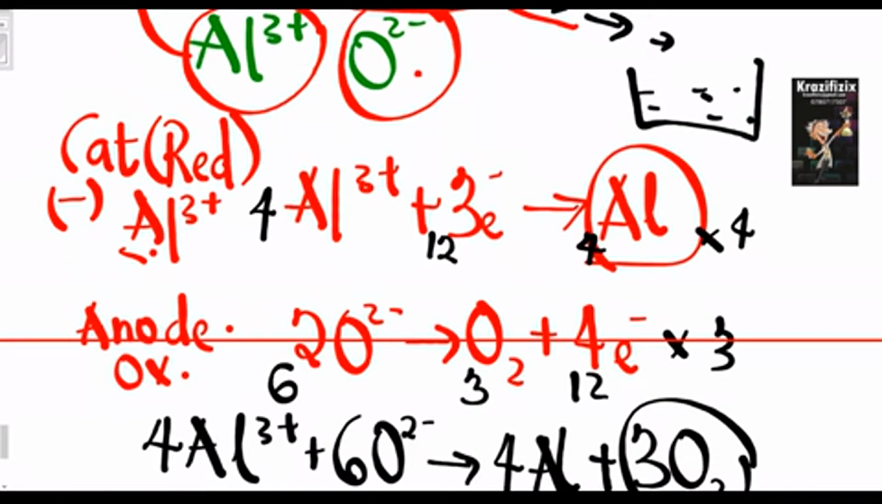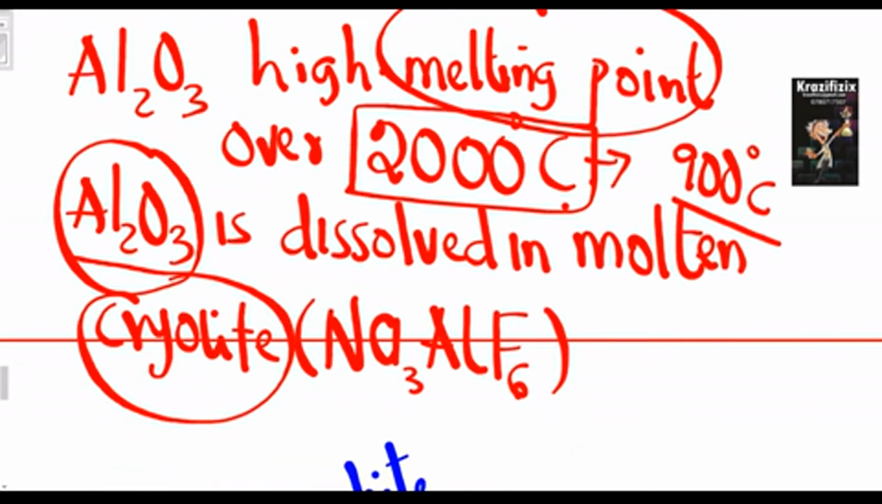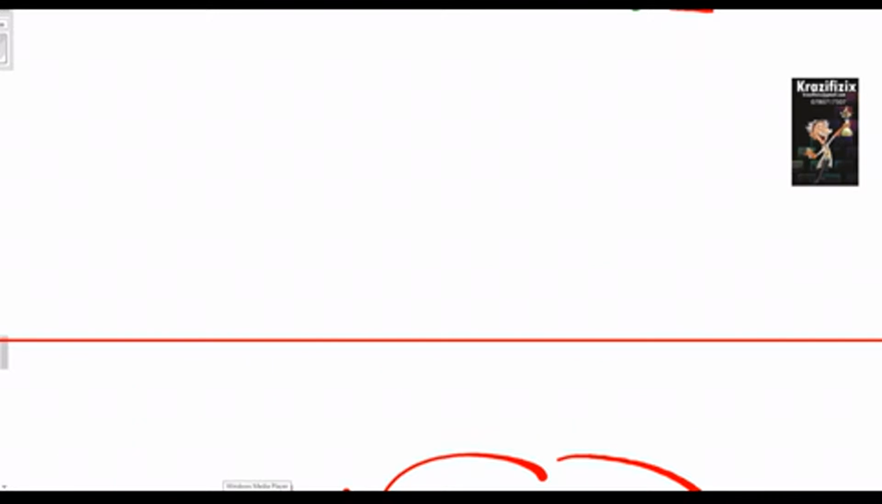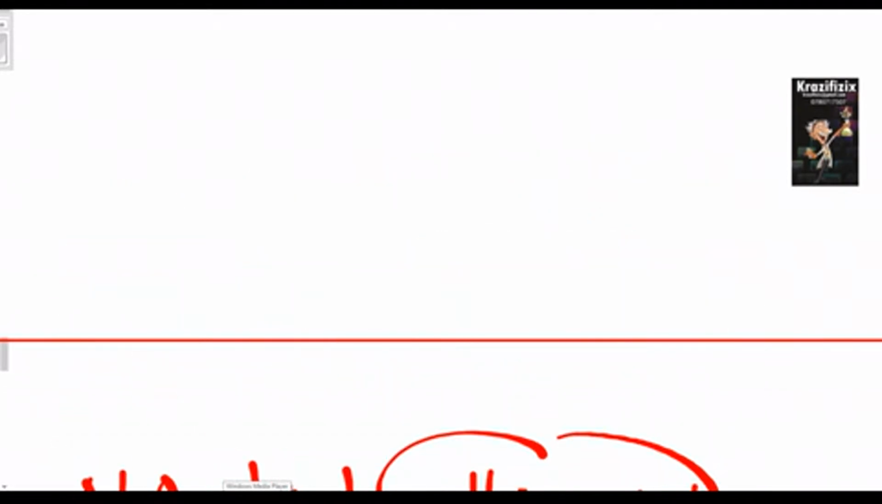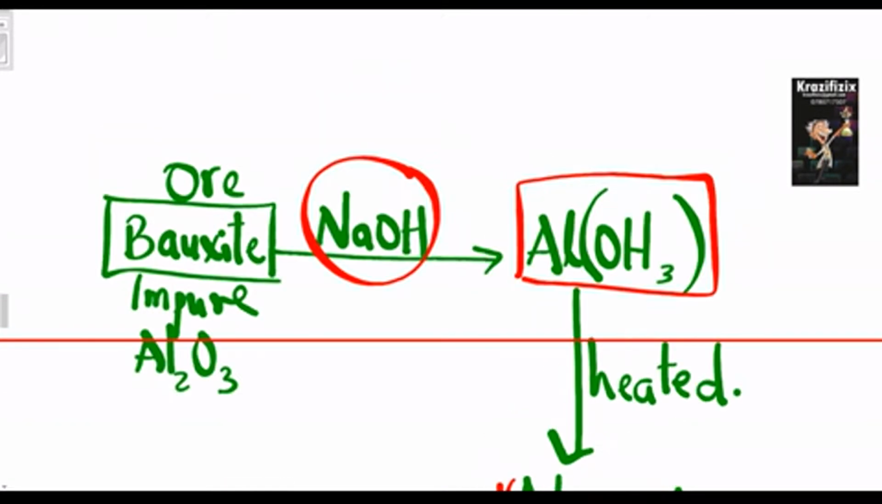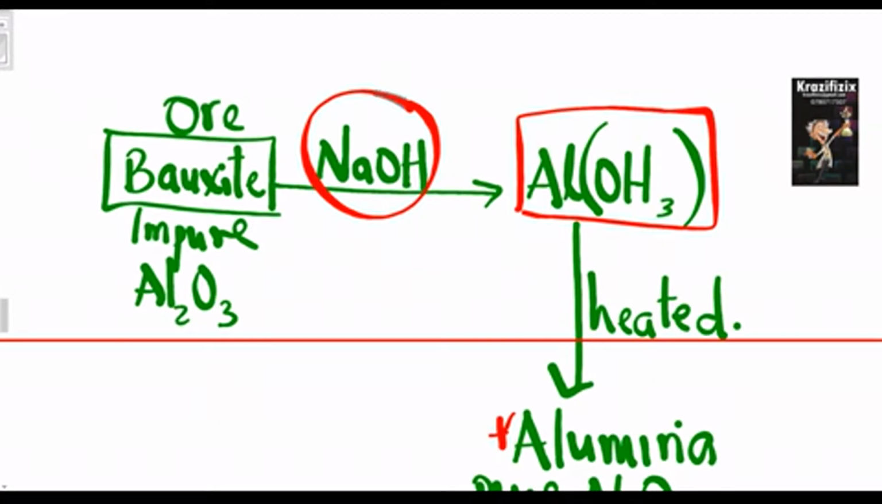Again, let's do a quick refresher course on this. All right, let's go back here. Okay, this was where we used so much of space. Now we said that aluminum is extracted from its ore, and the ore is called bauxite, and that is simply impure aluminum oxide. To make it pure, we need to treat it with sodium hydroxide, and because of that, we have aluminum hydroxide.